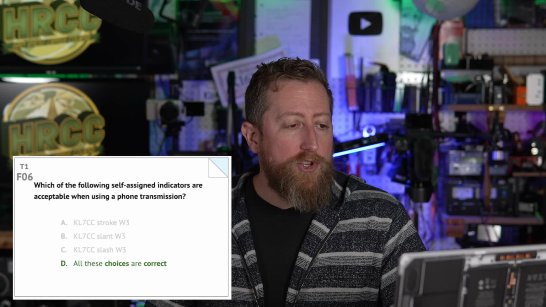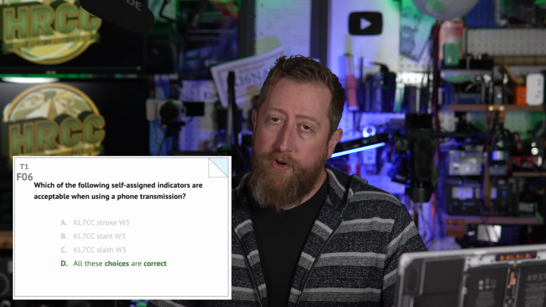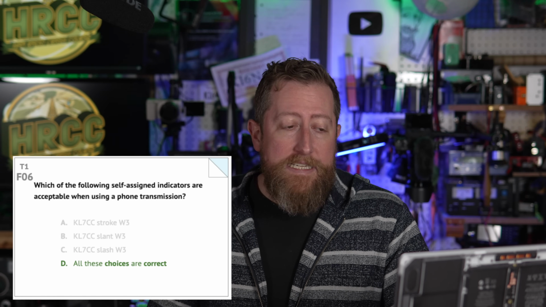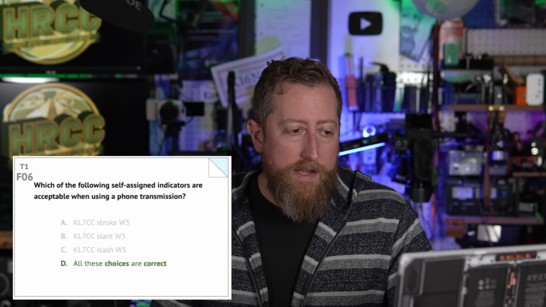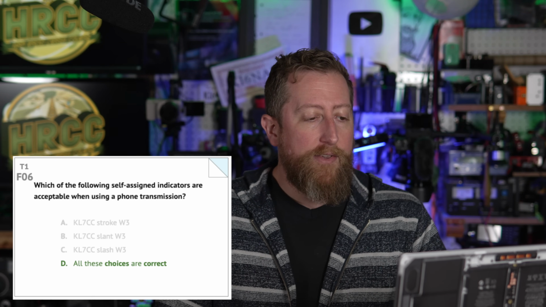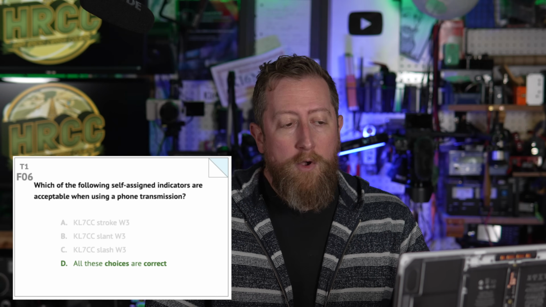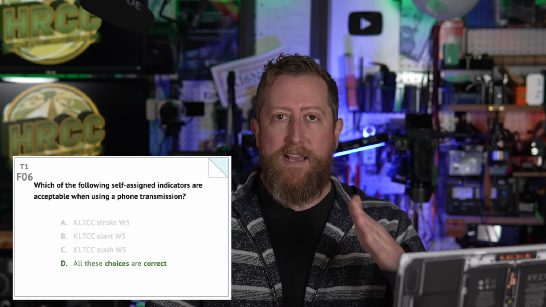Foxtrot 06, which of the following self-assigned indicators are acceptable when using phone transmission? And the answer is D. All these choices are correct, and they are KL7CC stroke W3, KL7CC slant W3, and KL7CC slash W3. These are all just the same call sign with different words to represent a slash mark. That's all it's saying.